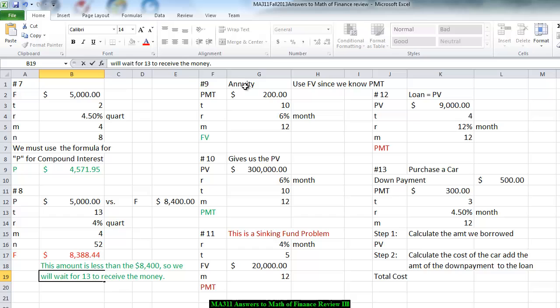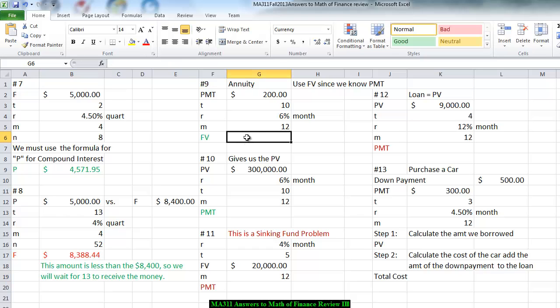Okay, question number 9. Question number 9 says, calculate the future value of an annuity. Since we want the future value of an annuity, we're going to use the future value formula because we know what the periodic payment will be. So let's read the question. Calculate the future value of an annuity of $200 per month. That is the periodic payment of $200 we're putting in every month for 10 years at 6% interest compounded monthly.